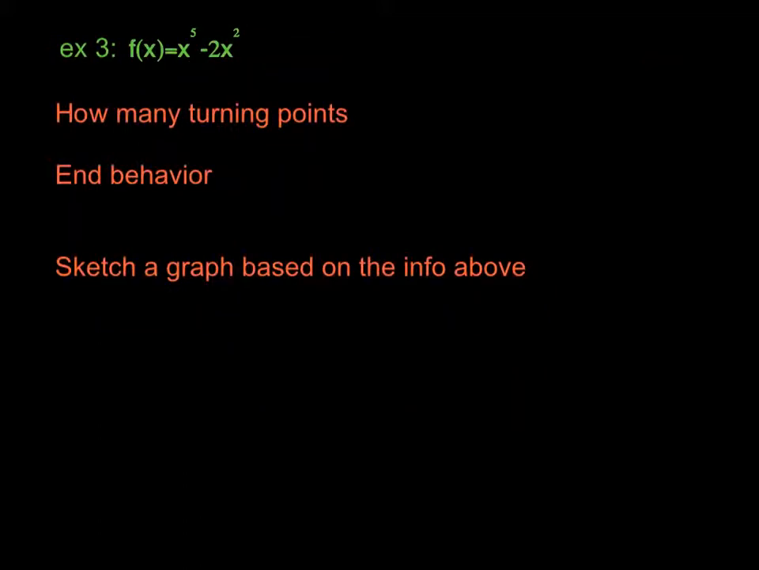Okay, example 3, x to the 5th minus 2x squared. My number of turning points is going to be 1 less than my degree of 5, so there's going to be 4 turning points. Then for my end behavior, my coefficient is 1, and since that's positive, I'm going to go up on the right, and since this is an odd number of 5, my end behaviors are going to go in opposite directions.